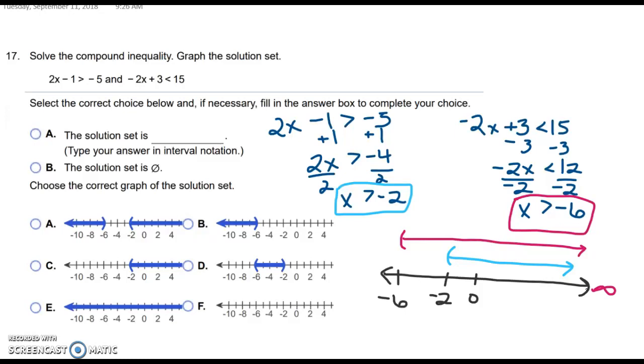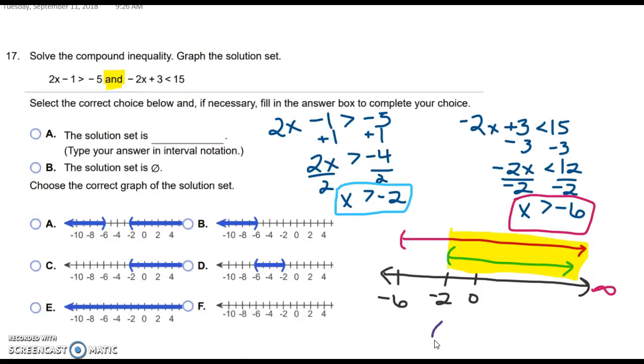And again, what we're looking for is the word and. So because it says and, we have to look for when they're both true. So they both start being true at negative 2. You can see that both lines continue to overlap all the way to positive infinity. So our solution interval is the combination, or rather where they're both true.